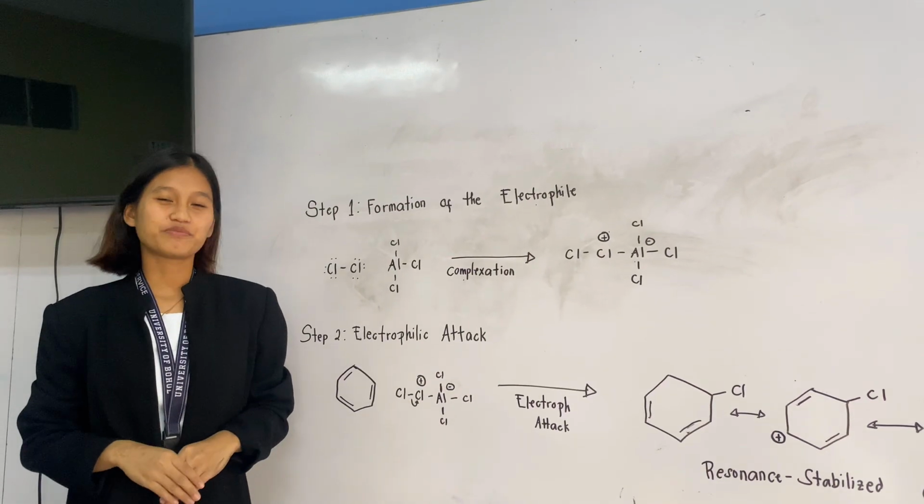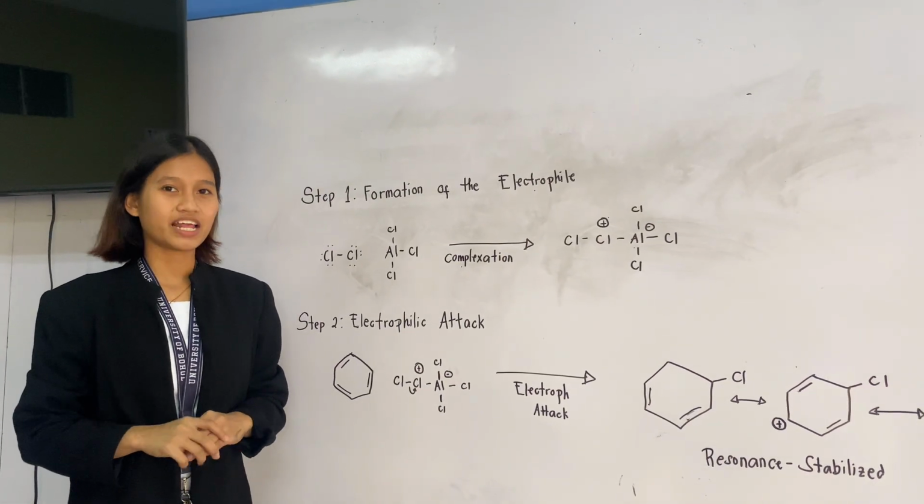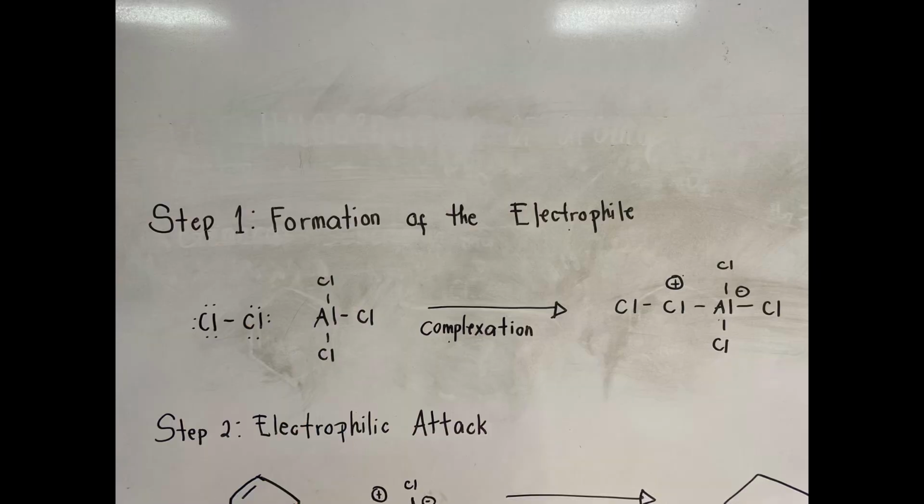The first step of halogenation is formation of the electrophile. And while chlorine is electrophilic, it is not electrophilic enough to tackle the aromatic ring and disrupt aromaticity. So this is where aluminum chloride comes in. Many metal halides are good Lewis acids, meaning they're good at accepting electrons. Aluminum chloride is an exceptional Lewis acid.